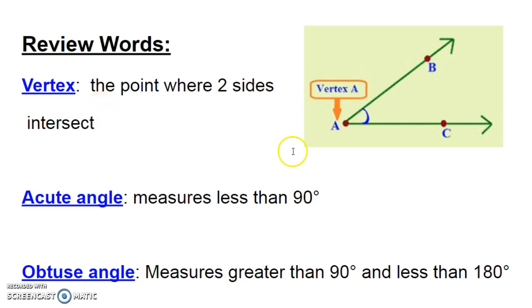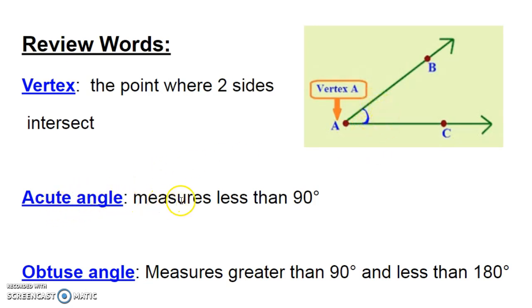The review words, and we were talking about this just yesterday. Vertex, that is the point where two sides intersect. So we have this side, it's side AB, and we have side AC. When you put them all together, it's going to be angle BAC. Sometimes they refer to it as BAC, sometimes they just refer to it as angle A. But nevertheless, the vertex is right here where the A is. That's where the point is, and that is your vertex. This is where you would find your degree measure.